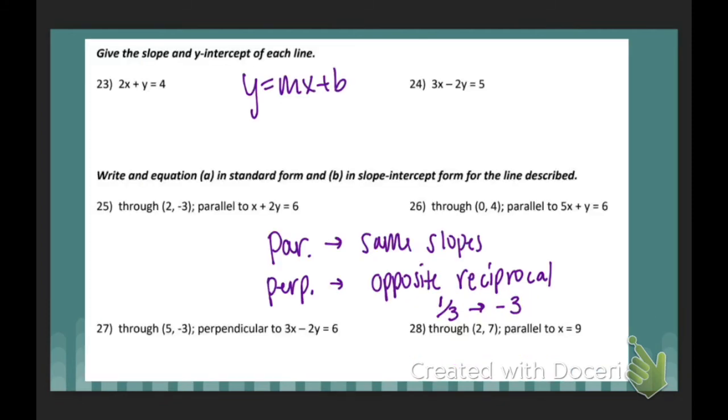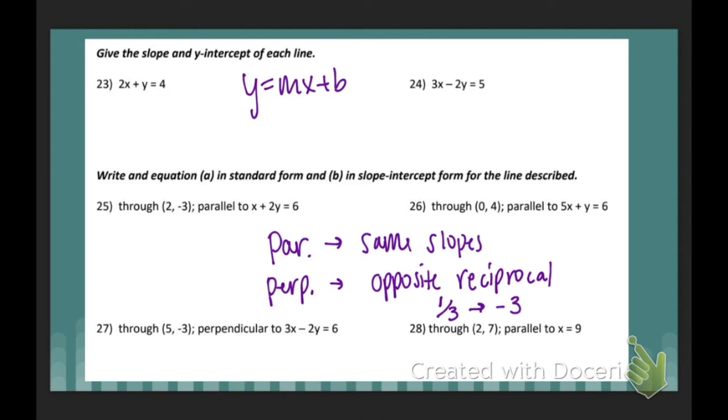For 23 and 24, we're going to give the slope and the y-intercept. So put your equations in the form y equals mx plus b, and then you can identify the slope m and the y-intercept b. For 25 through 28, you need to remember that parallel lines have the same slope, and perpendicular lines have opposite reciprocal slopes. So an example would be like 1/3, the opposite would be negative, and the reciprocal would mean flip the fraction, so it's -3.